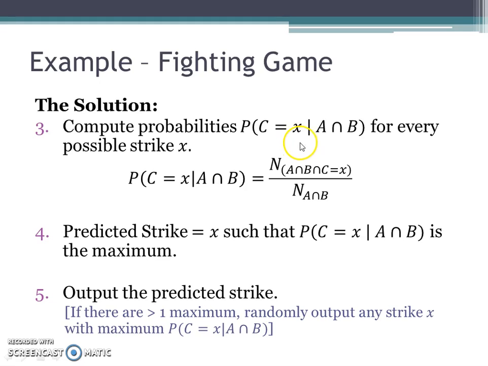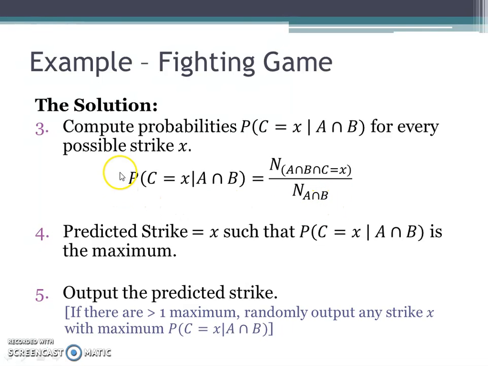So we're going to calculate at least 3 probabilities given the fact that A and B has occurred. So how to calculate the probabilities for this? Here comes the equation that corresponds to the conditional probability of C equals X given A and B. This is equivalent to getting the number of elements in the set A and B and C equals X, divided by the number of elements in A and B.